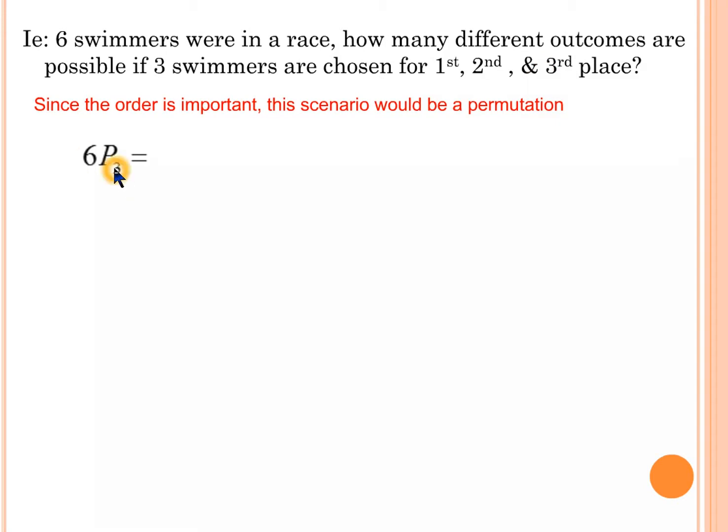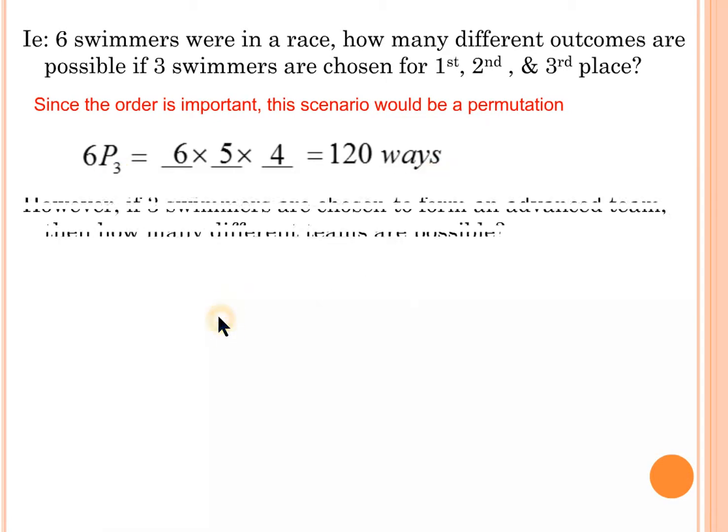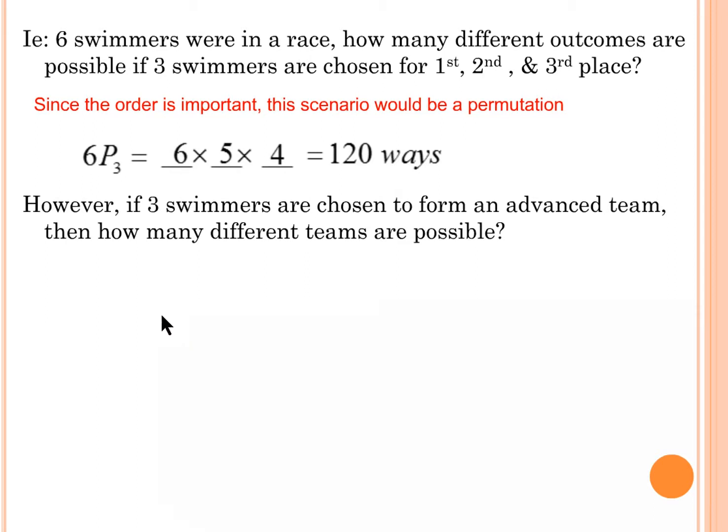So 6 pick 3 will be, well, the 3 means you have 3 spaces, 1, 2, 3, and then N is your 6, so you go from 6 to 5 to 4, and then you get 120 ways. Or you could go to your calculator and just put 6 pick 3 in your calculator, and you'll get 120 ways. All right, good. Let's take a look at another example here.